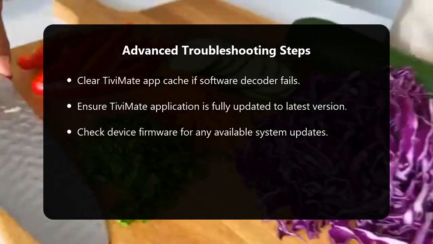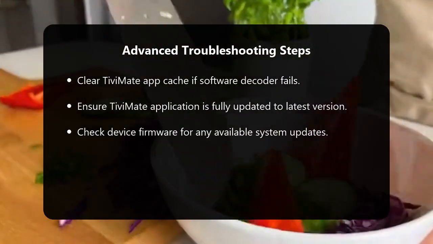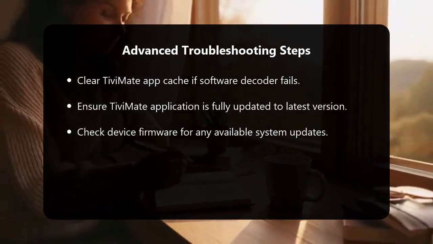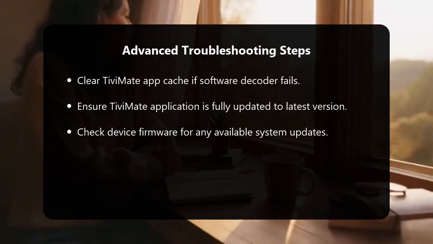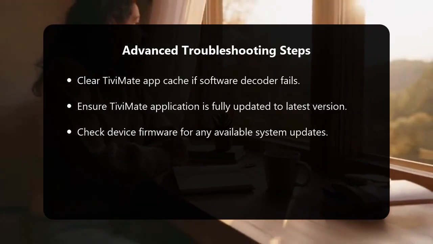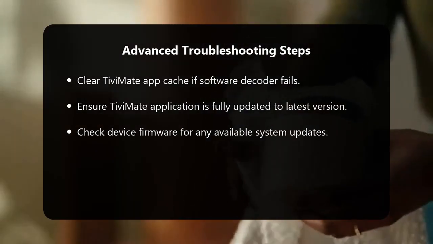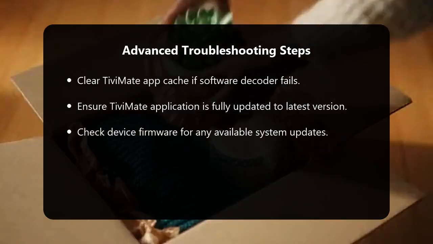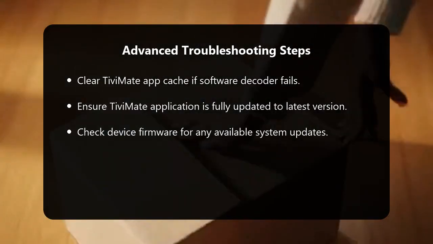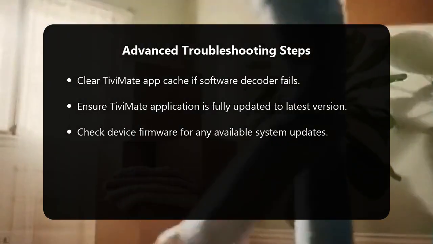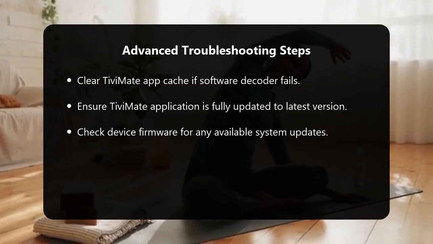As a last resort, clearing the app's data, which will require you to re-add your playlists and settings, or ensuring your TiviMate app is updated to the very latest version, and even checking for firmware updates for your streaming device itself, can sometimes help. But truly, that simple switch from hardware to software video decoder in TiviMate's playback settings is the most common, easiest, and quickest fix for the MediaCodecVideoDecoderException.